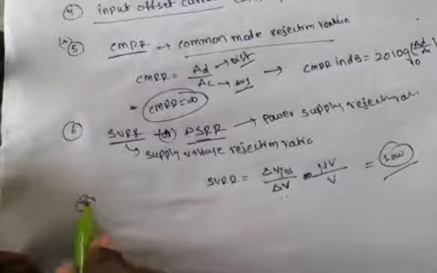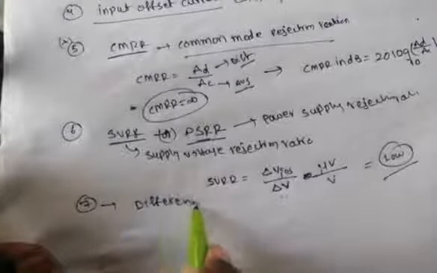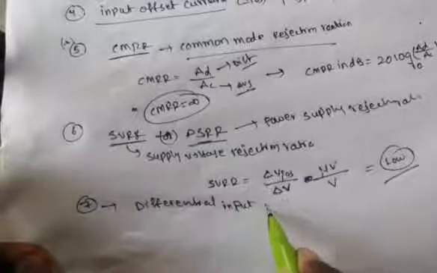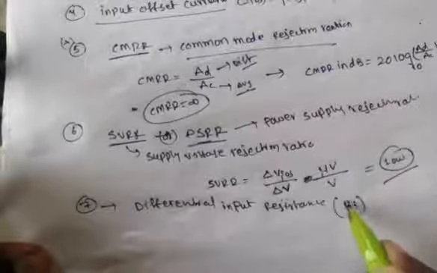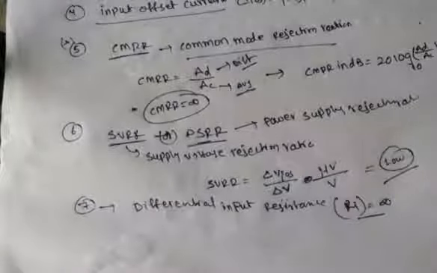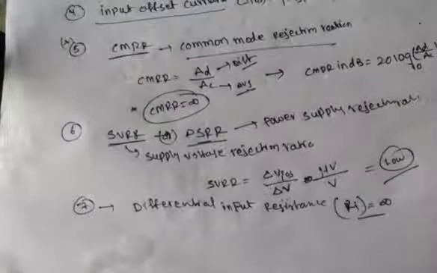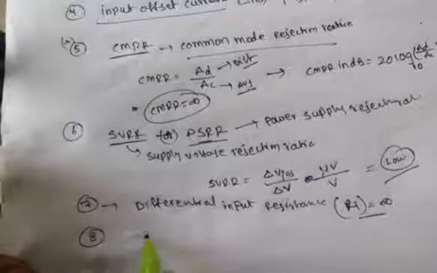And coming to the seventh point, differential input resistance, which will be Ri. Input resistance should be infinity for the practical case also. What is the input resistance? It is the resistance we measure between the two input terminals, the input side resistance of the operational amplifier. The output side resistance is defined as output resistance.